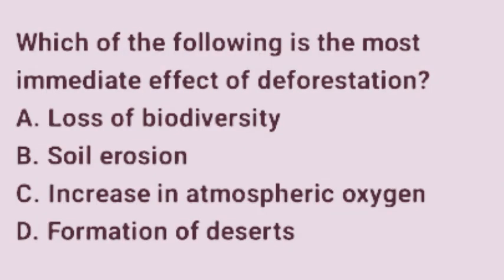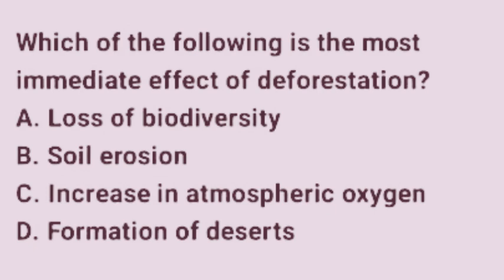Question 5 reads, which of the following is the most immediate effect of deforestation? A. Loss of biodiversity. B. Soil erosion. C. Increase in atmospheric oxygen. And D. Formation of deserts. The correct option there is option B, soil erosion.